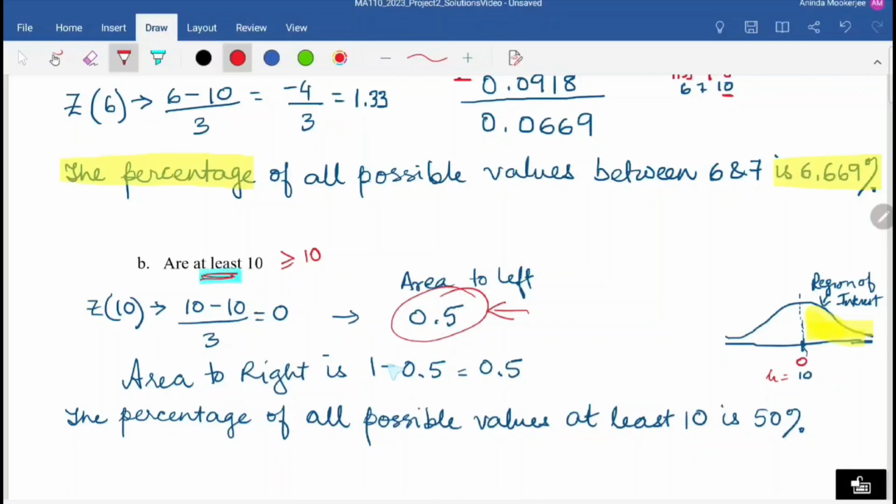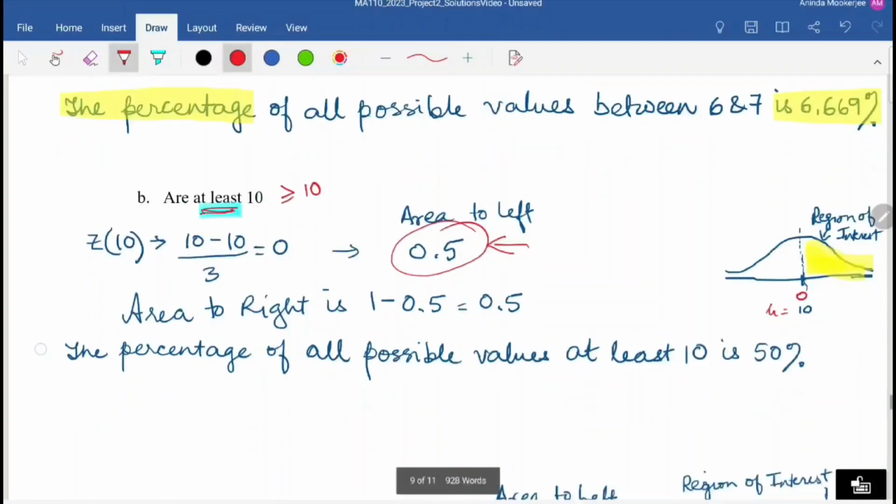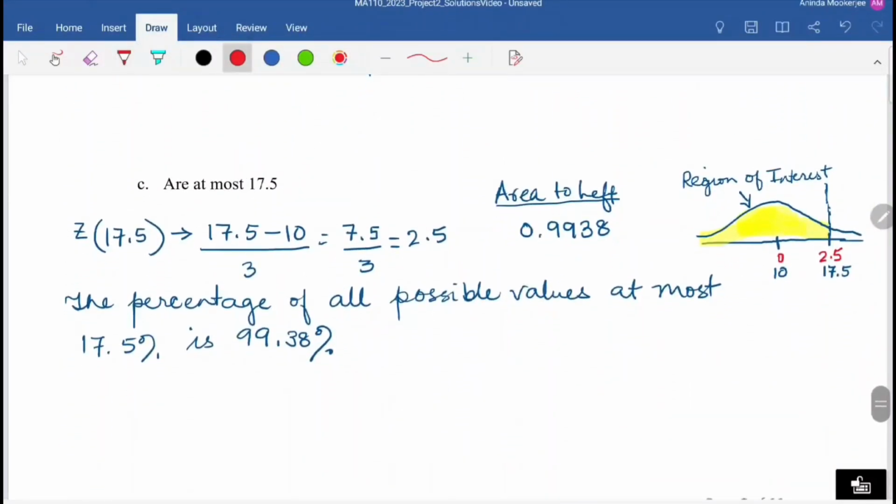So how do you find area to the right? Very easy, 1 minus whatever the area is to the left. In this case, it's 0.5, so area to the right is 0.5. What does it mean in terms of percentage? The percentage of all possible values of at least 10 is 50%. 0.5 means 50%, correct? You just multiply 0.5 by 100 to get the percentage form. So that's B, and now we have part C.